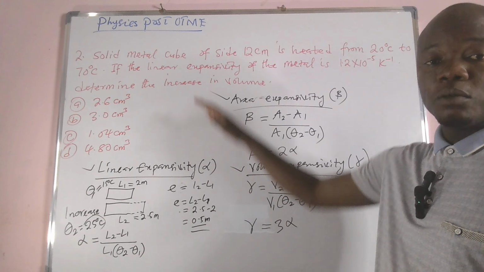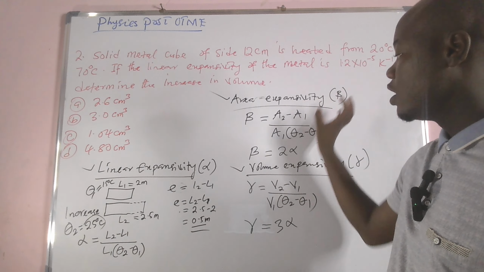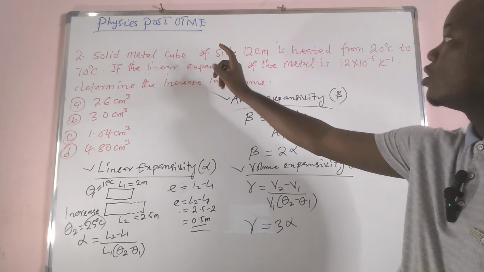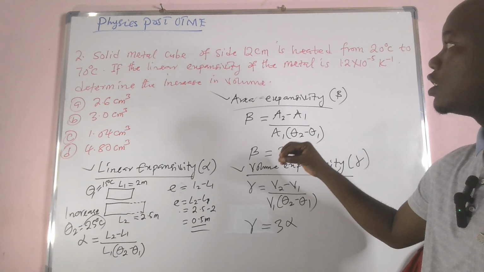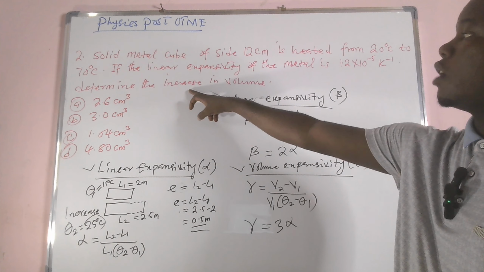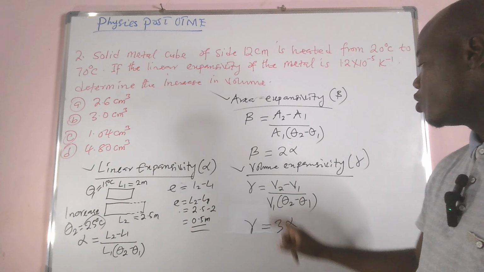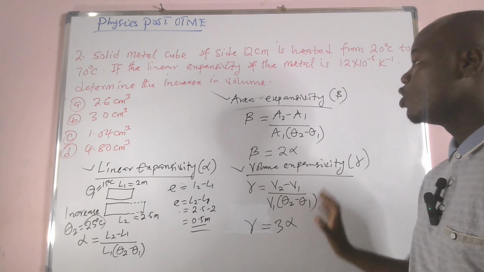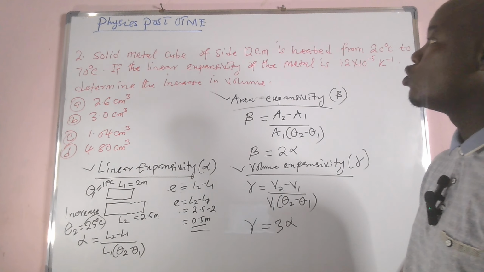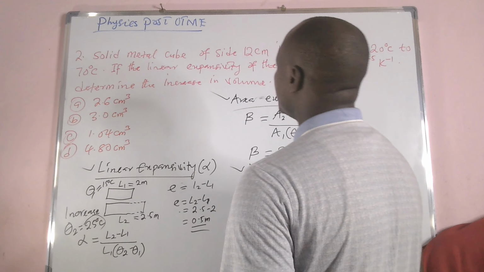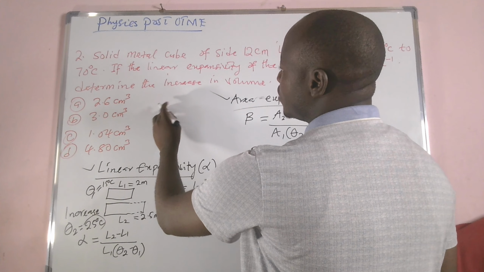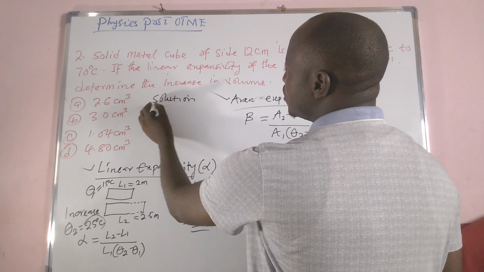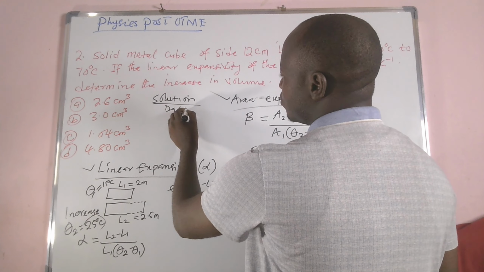And I think, ladies and gentlemen, from here you can see that this question is associated with one of these, because we are talking about the cube. Cube means we are associated with the volume. That's why here we want to determine an increase in volume. So this is the formula that we are going to use at this point. Without wasting our time, I'm going to bring the data. So I'm now going to say solution, then data.